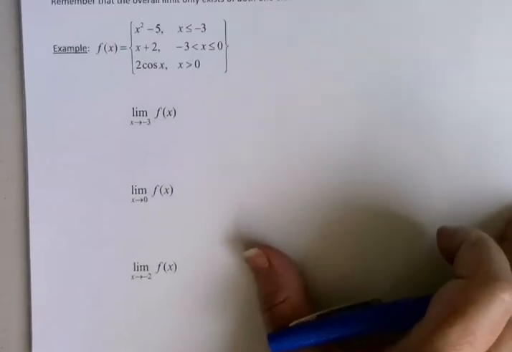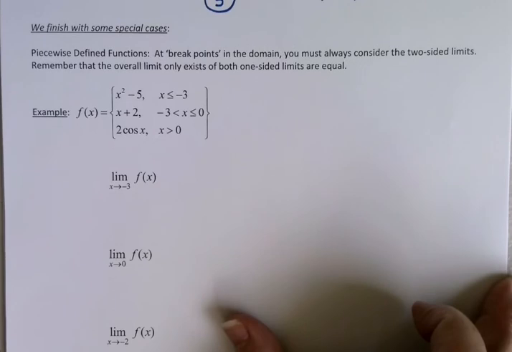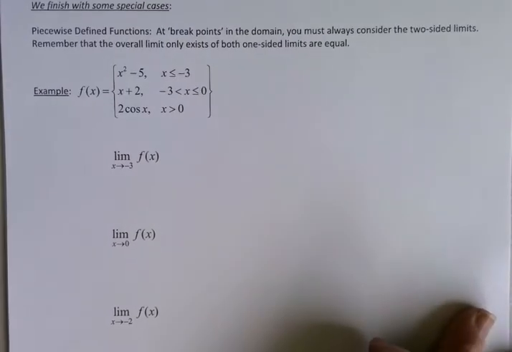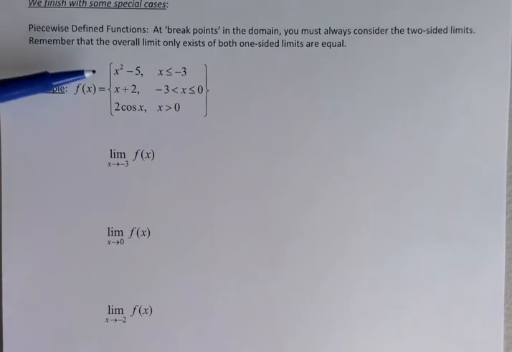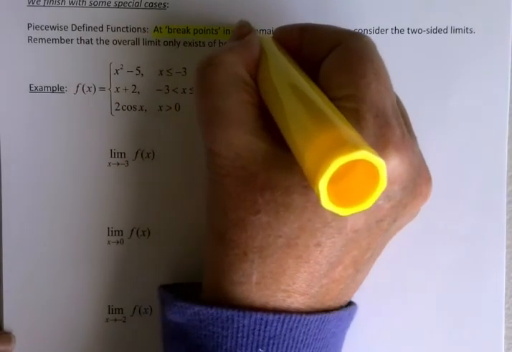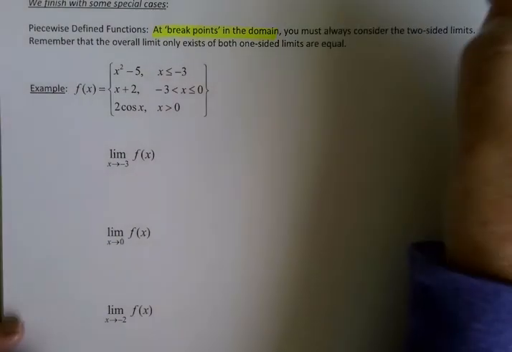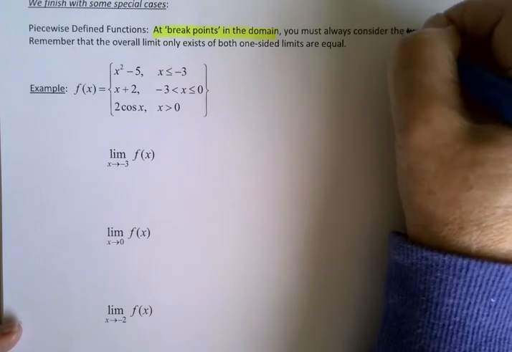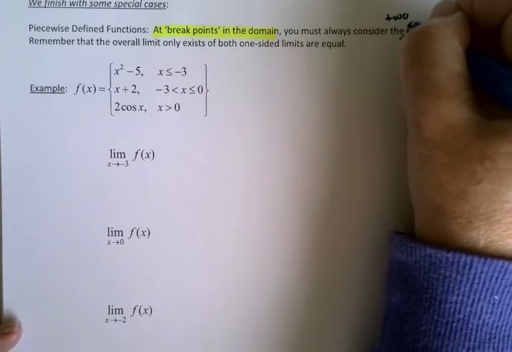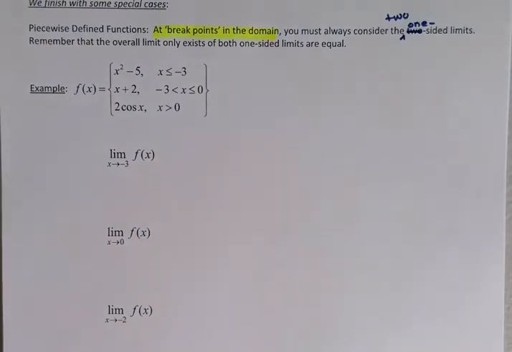When we have piecewise functions, we have to be a little bit more cautious because we have multiple different expressions that we substitute into at different times. Therefore, when you are finding limits with piecewise functions, anytime the limit exists at what I call the breakpoints in the domain, you must also consider the two one-sided limits.